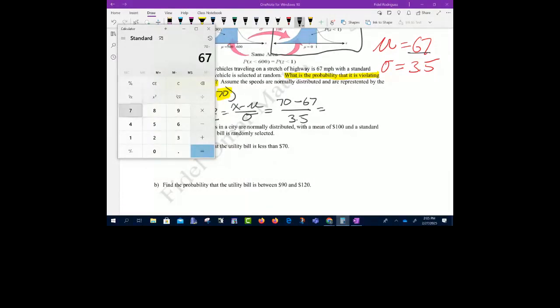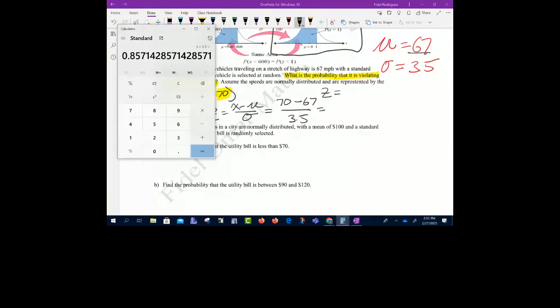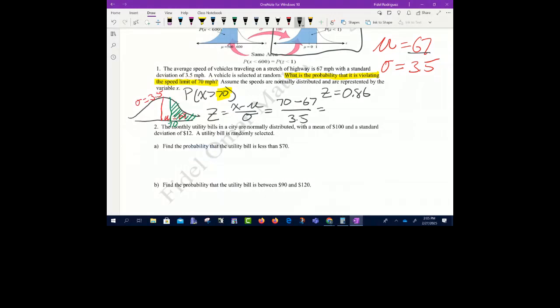70 minus 67, it's 3. Let's divide it by 3.5. For my Z-scores, I'm always going to go to 2 decimal places. So my question to you for my z-score, what do you think? 0.85 or 0.86? 0.86, right? Okay, so 0.86.